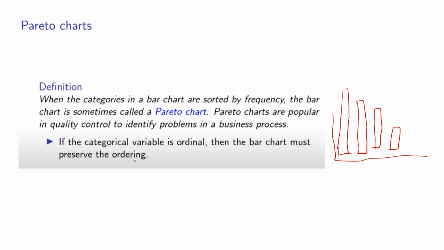If the categorical variable is ordinal, then the bar chart must preserve the ordering. If the categorical variable has some order, it is ordinal data, then we should create a Pareto chart rather than a bar chart, so that the picture of the data is very clear at first sight. Then we see which category has the most frequency, then the second one, then the others, like that.